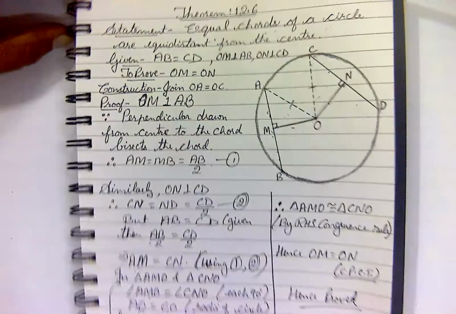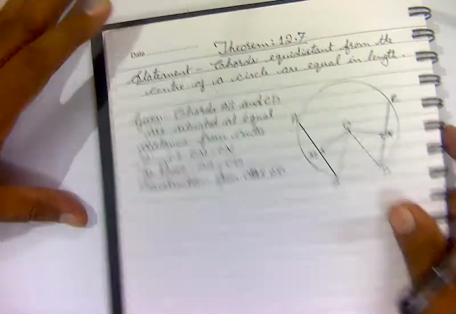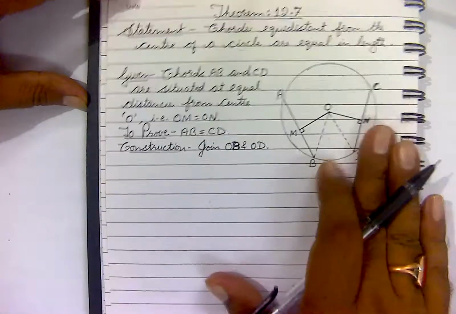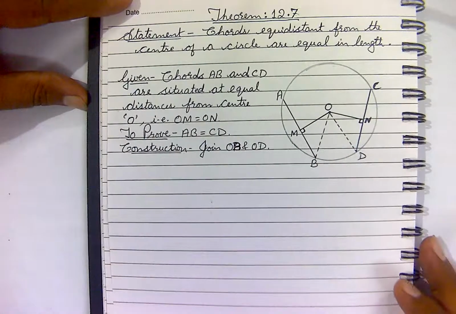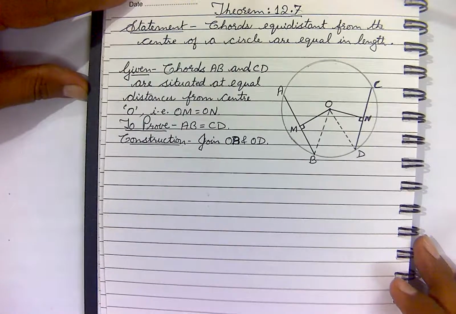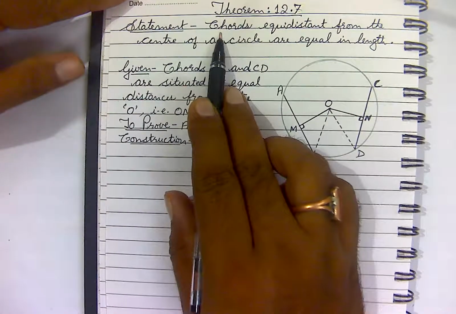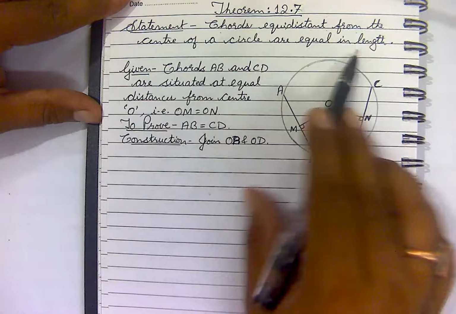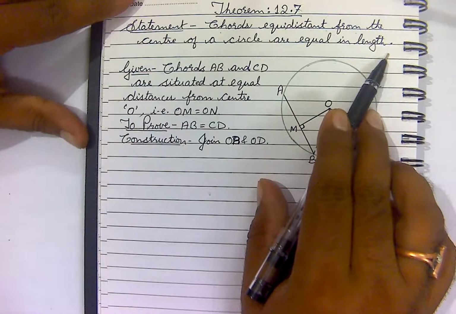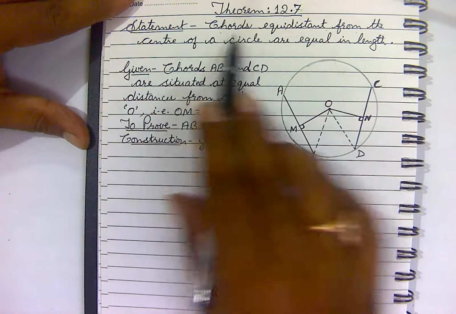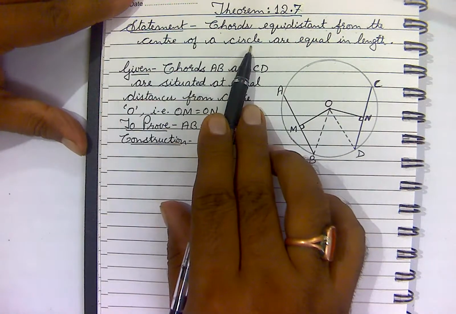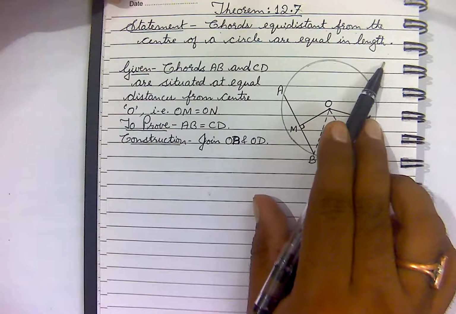And now let us move towards the next theorem, which is just the converse of this theorem. So the converse, theorem number 12.7, says chords equidistant from the center of a circle are equal in length. If there are two chords which are equidistant from the center of circle, then it means they are equal in length.